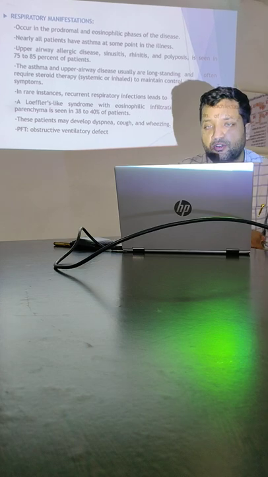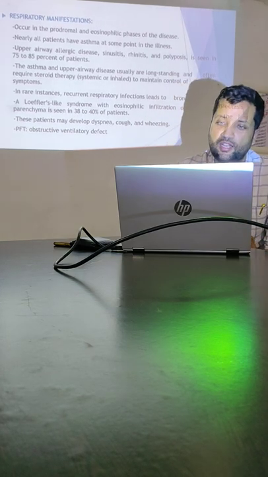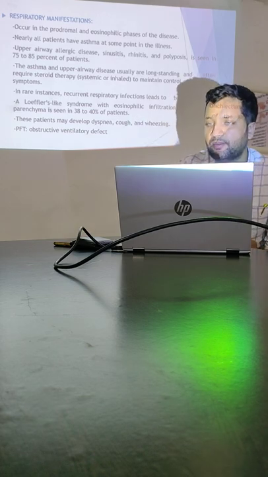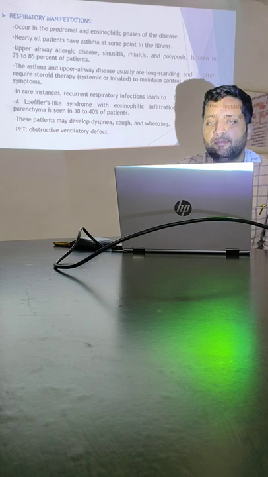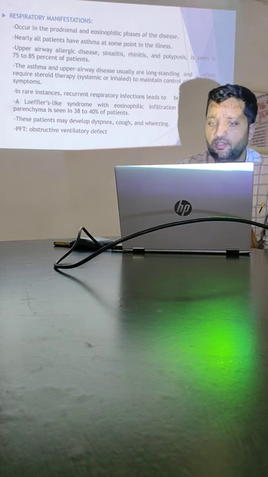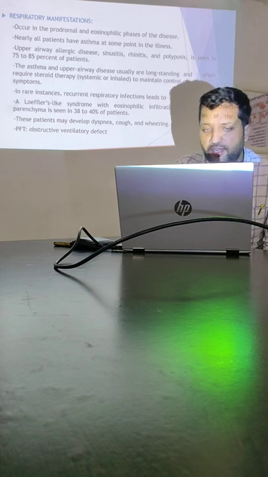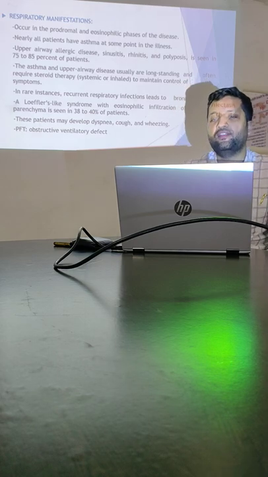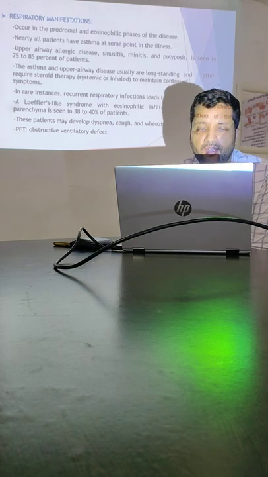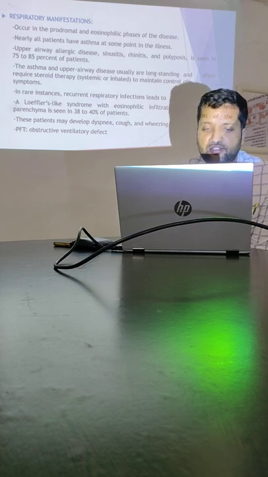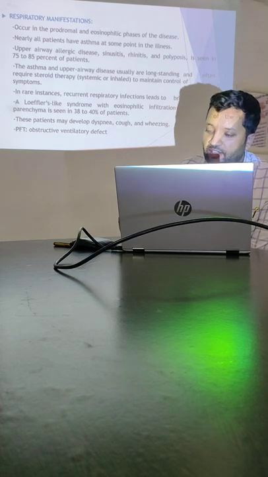Respiratory manifestations occur in the prodromal and eosinophilic phase of disease. Nearly all patients have asthma at some point of the illness. Upper airway allergic disease, sinusitis, rhinitis, and polyposis occur in 75-80% of patients. The asthma and upper respiratory disease are usually long standing and often require steroid therapy to maintain control of symptoms. In rare instances, recurrent respiratory infection leads to bronchiectatic disease. Loeffler-like syndrome, an eosinophilic infiltrate of the lung parenchyma, may occur in 30-40% of patients, with cough and wheezing. On pulmonary function testing, there are obstructive ventilatory defects.